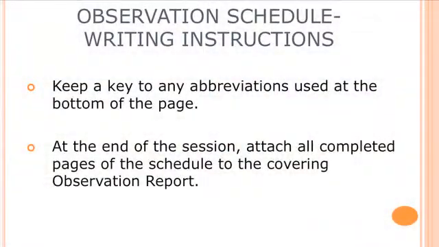Sometimes we write abbreviations and then later on, when we're reading the notes, we try to figure out what this means. If you are not able to remember what it meant, probably that part of your observation may be redundant because it will not be reliable. You yourself do not know what it is. So it is better if you could put your abbreviations at the end of the page, so that it is easy to analyze and interpret. At the end of the session, attach all the completed pages of the schedule to the covering observation report.